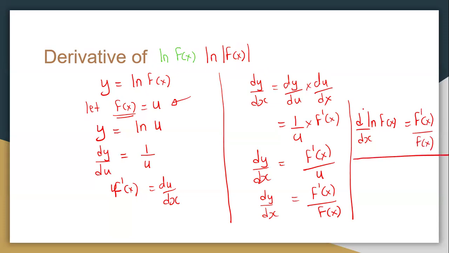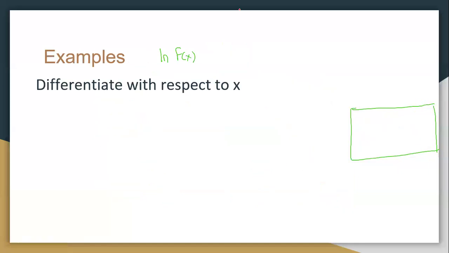And this is going to be our general rule: whenever you meet a natural log, always differentiate the function, then divide by the original function. Differentiate the function, divide by the original function. We can look at an example.